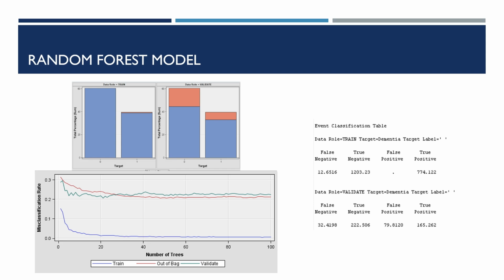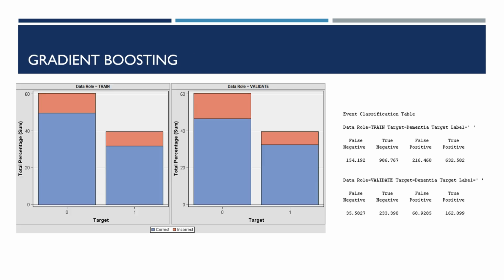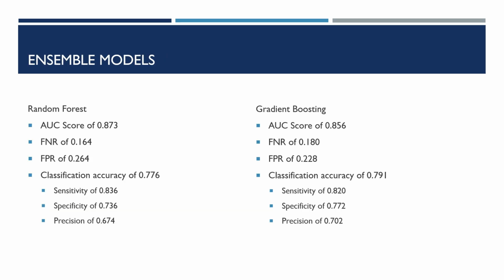This slide includes visualizations and the classification matrix for the random forest model, while this slide shows visualizations and the classification matrix for the gradient boosting model instead. The random forest model shows the highest area under the curve score at 0.873, while the gradient boosting model shows the next highest area under the curve score at 0.856.